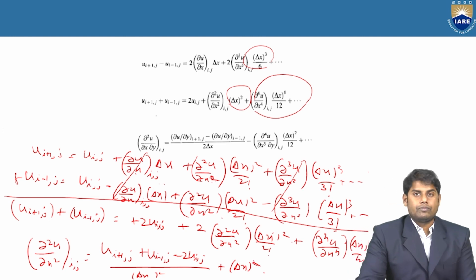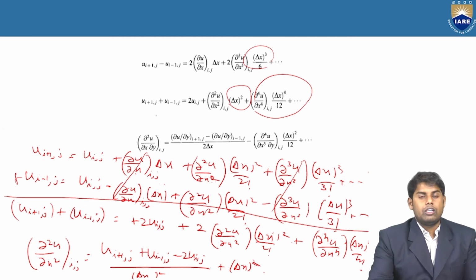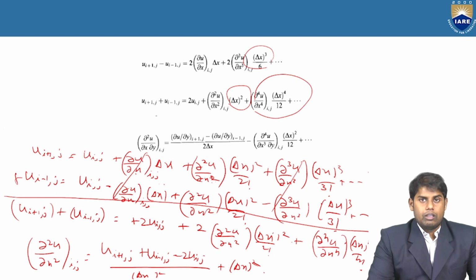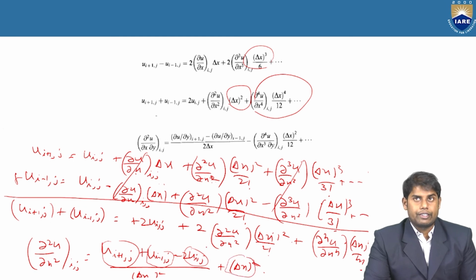Here, when you see the first order derivative term, you have only two terms involved, which is u of i+1 and u of i for forward difference, backward difference, and for central difference you have i+1 and i-1. Whereas for the second order derivative term, you have three terms involved: the i+1,j term, the i-1,j term, and the i,j term. The order of accuracy is Δx².